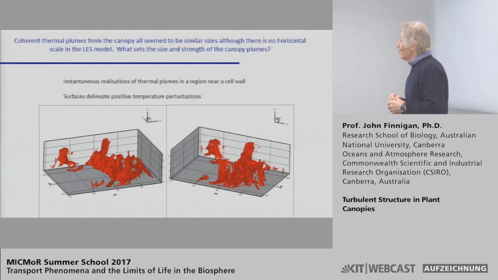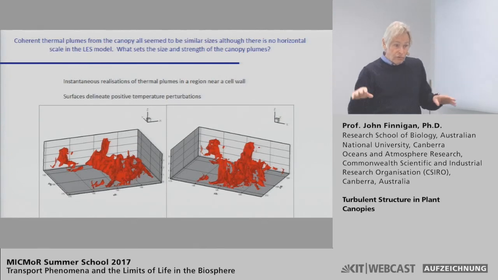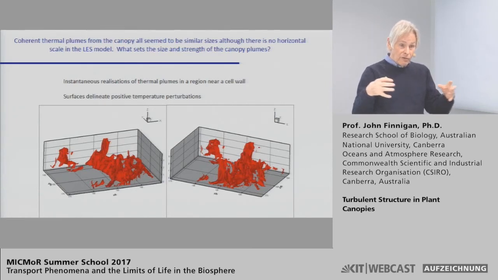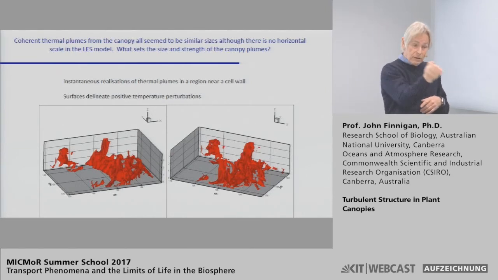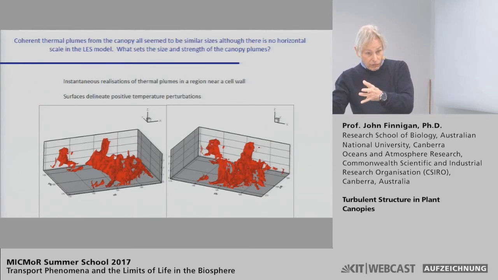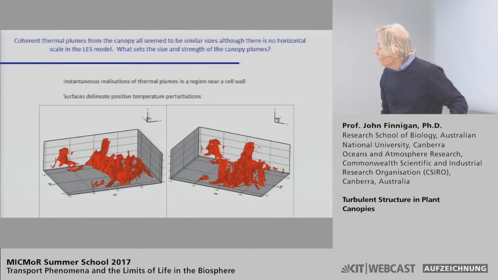Now, this large eddy simulation doesn't have any spatial structure, any horizontal structure. It doesn't have individual trees. There's nothing to tell the flow how large things should be horizontally. As we saw in the mixing layer eddy case, it was the vertical scale of the inflection point which tells the flow how large these structures, these mixing layer eddies, should be horizontally. So what's telling the flow how large the canopy plumes should be, because there's no canopy structure in the horizontal?